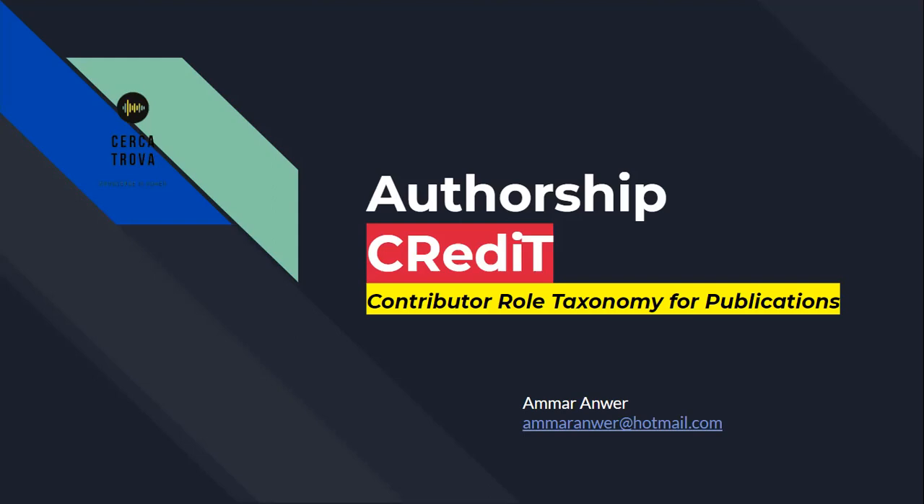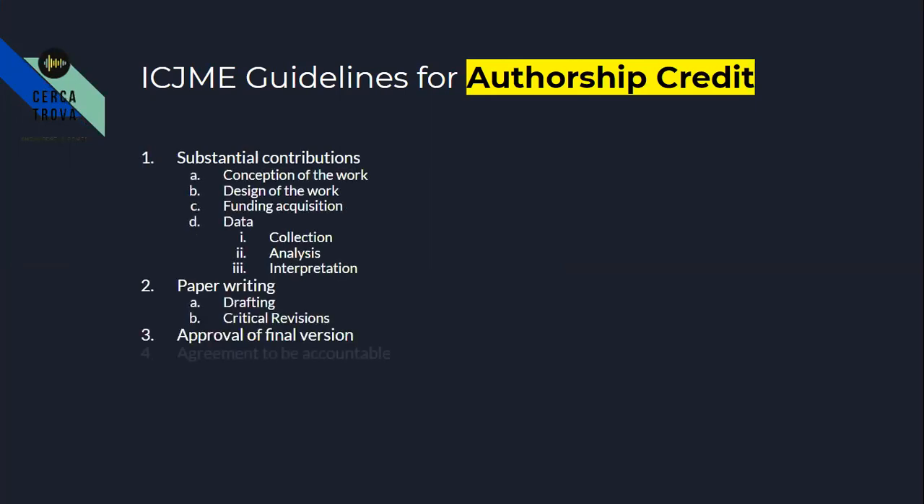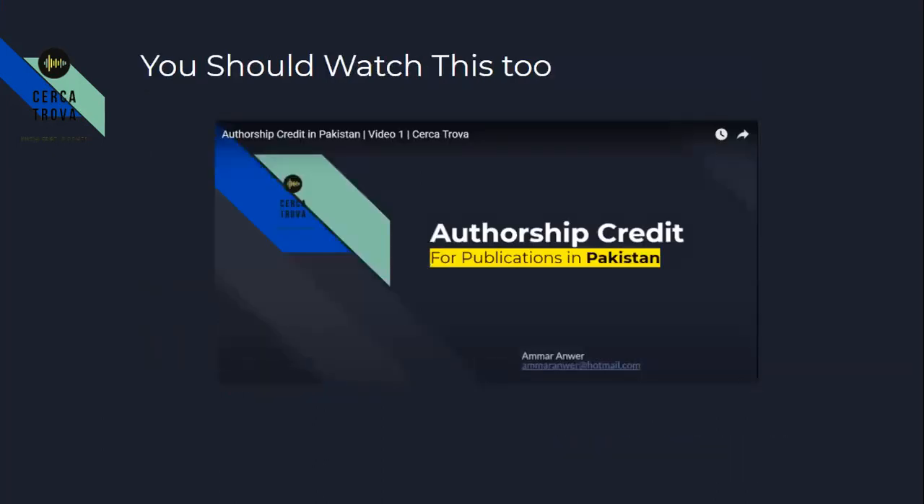Today we are going to talk about contributor role taxonomy for publications, that is called the CRediT taxonomy. Authorship credit is very important and ICMJE has defined authorship based on substantial contributions. I have done a video on this before and you can watch this on my YouTube channel Cerca Trova, and this is the link to this video.